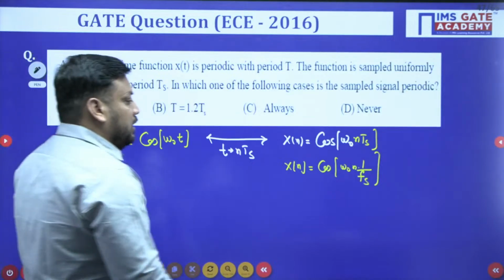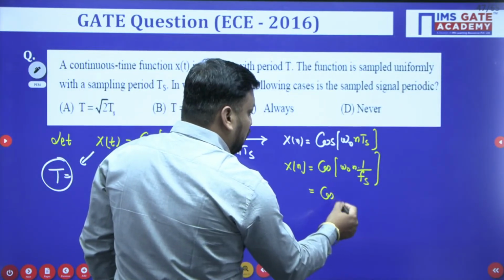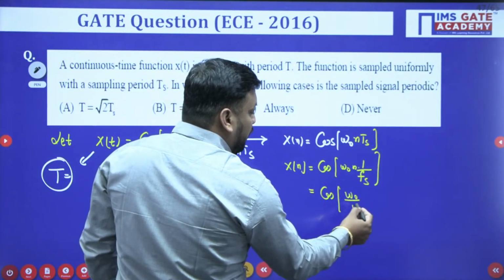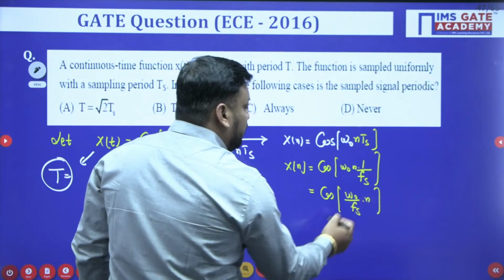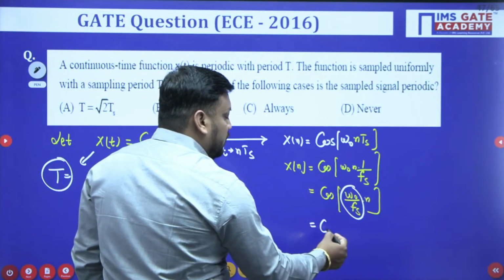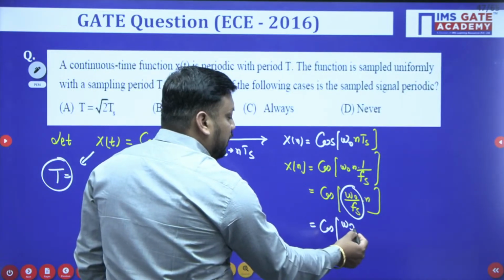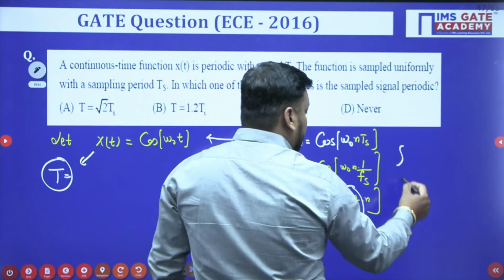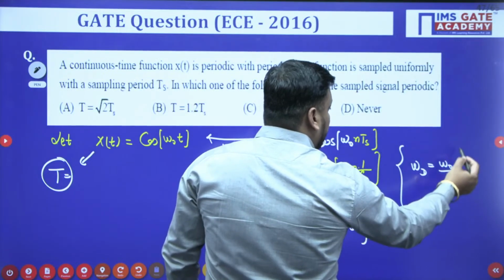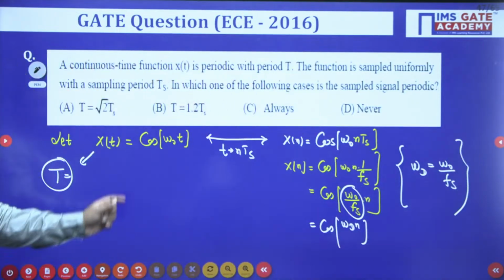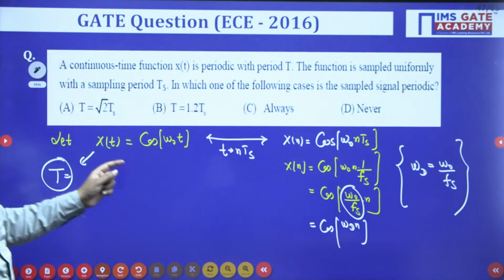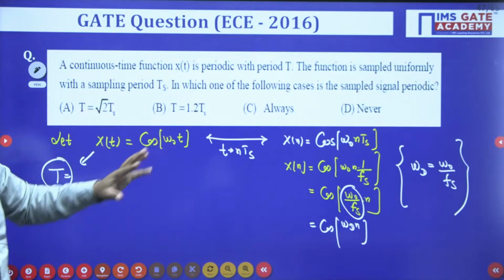Now you can say that, sir, here it will be cos of (ω0 upon Fs) into n. So this is nothing but my discrete time domain frequency. So I can write cos(ωd n), where ωd, the discrete time frequency, is nothing but ω0 upon Fs. Now what is the examiner asking? The examiner is asking, in which of the following cases is the sampled signal periodic? It means T and Ts values are given to you.